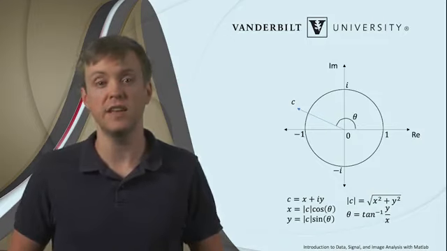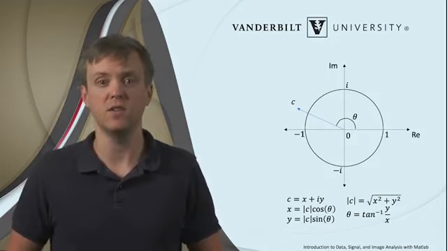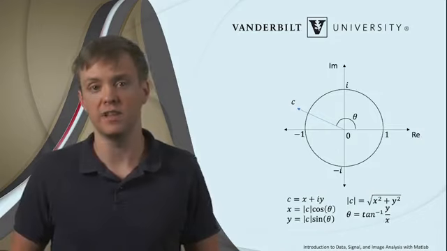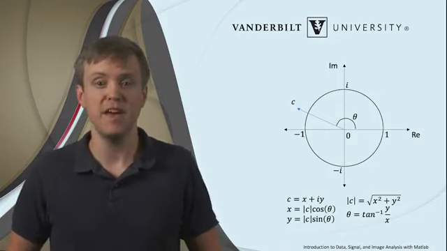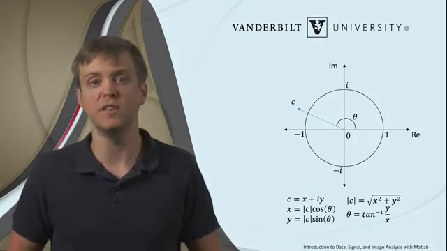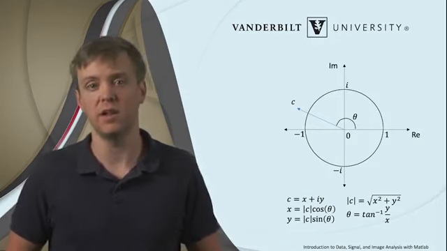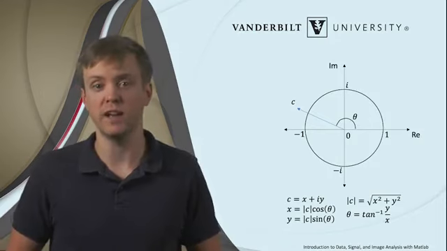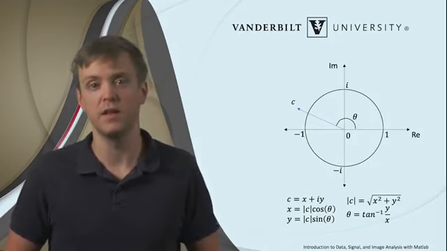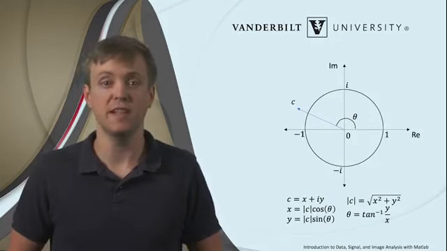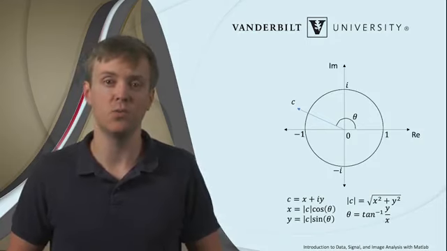So here, if we know the length of vector c and its angle theta relative to the real axis, we know where it falls on our complex plane. Mathematically, we can go back and forth easily between these two representations. The length of the vector is the magnitude of the complex number, which is the square root of x squared plus y squared. Theta is the inverse tangent of y divided by x. In reverse, if we know the magnitude and angle, we can convert to x and y using the trigonometric sine and cosine functions.